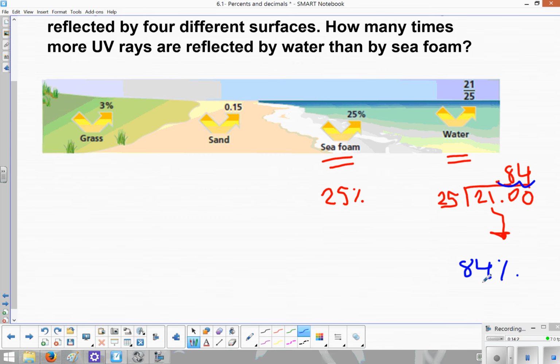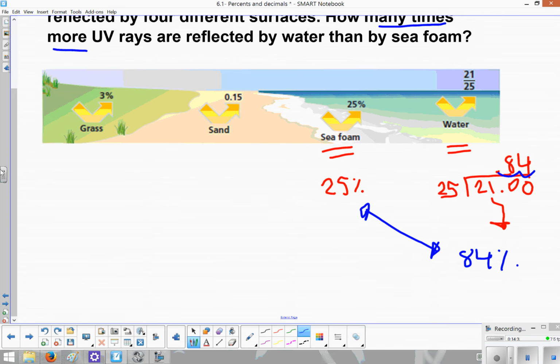Now, the question is saying how many times more is the water than the sea foam? So water obviously is more, okay, but we're not going to find the difference. They don't want to know the difference. We want to know how many times more. So what we're actually going to do is take 84 and divide it by 25 because we want to know how many 25 fits in here.